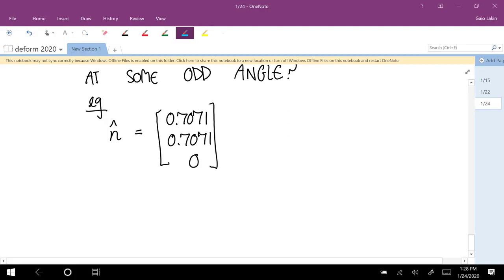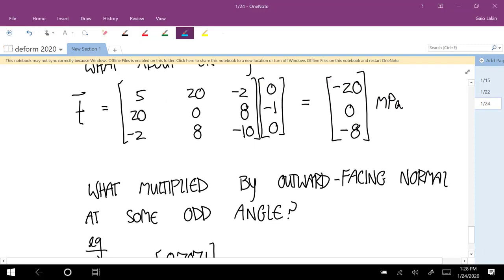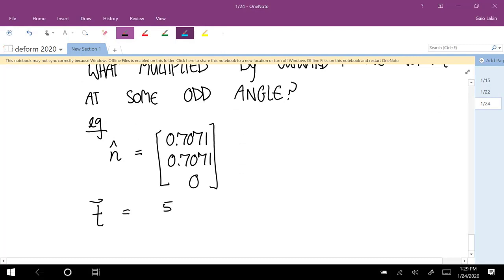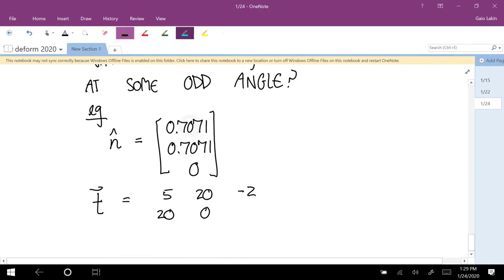Well, that actually gives us something meaningful. So if you calculate this traction, I'm going to use the same stress tensor: 5, 20, negative 2; 20, 0, 8; and then negative 2, 8, negative 10, and multiply it by this vector.